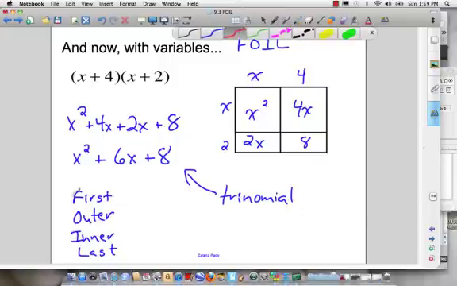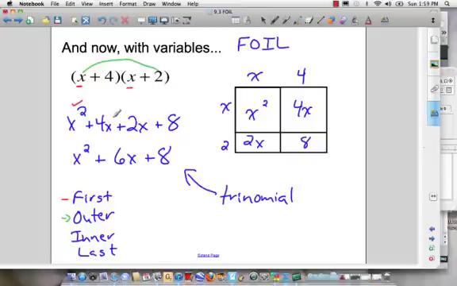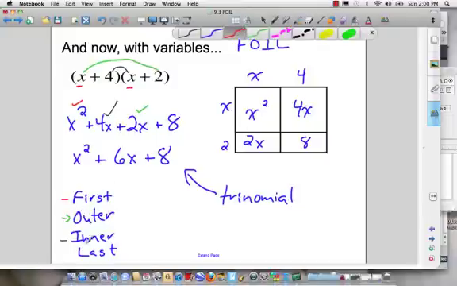Let's switch to red. So first, that means you're going to multiply the two first terms together, in this case x times x, and that's how we got x squared. Okay, and then outer, let's use green. Outer means you're multiplying the outer terms, in this case 2 times x, and that's how we got 2x. And then let's see, I'll use black for inner. Inner means the 4 and the x on the inside, and that's how we got 4x. And then I'll do a double underline in red for last, that's this one and this one, and that's how we got 8.